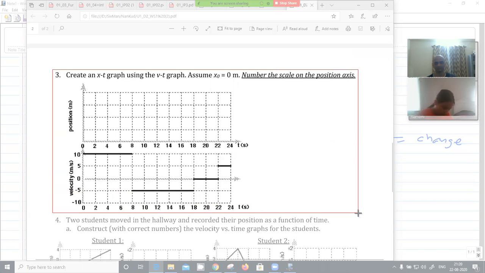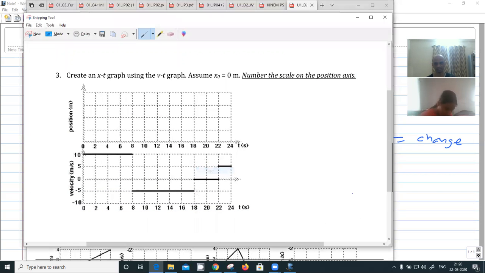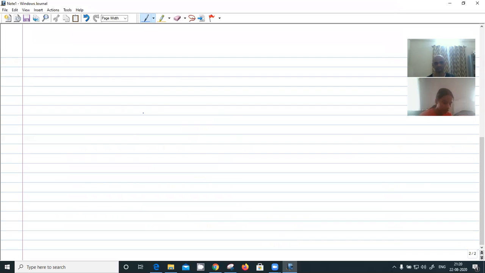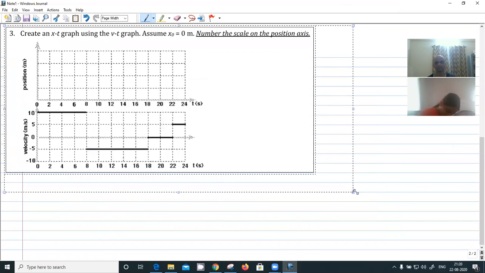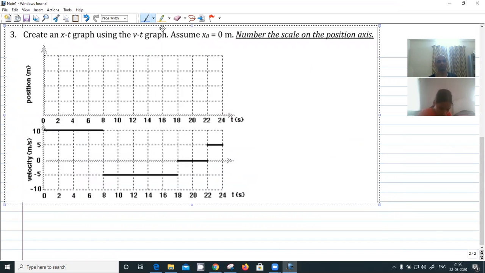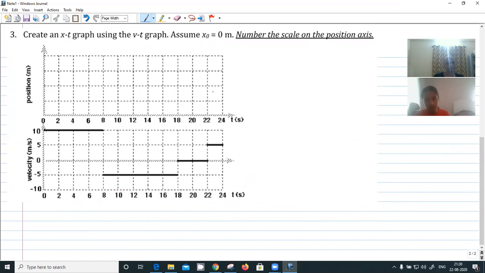Okay, so for the first 8 seconds, your velocity is 10. Your position is going to be your velocity times your time. Velocity is 10 meters per second, right? So at 8 seconds, it's at 80 meters. Initially it is 0, so at time t equal to 0, position is 0. Yeah, so this is one point.